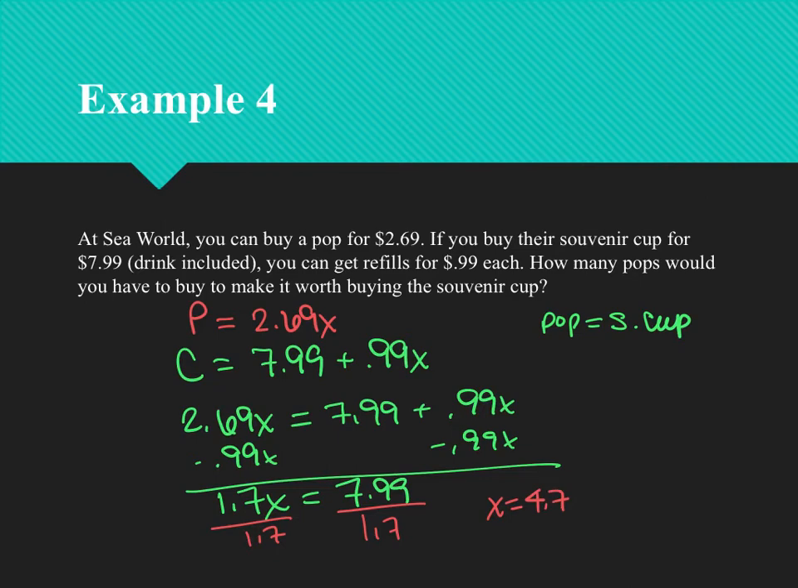So I can't have 4.7 cups. But if I only purchase 4 cups, that's not going to be a break-even point. So in other words, this tells me that once I purchase 5 cups of pop, that's going to be essentially the same price as if I were to purchase the souvenir cup and get 5 refills.